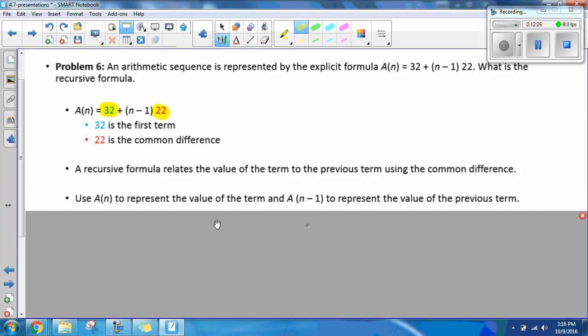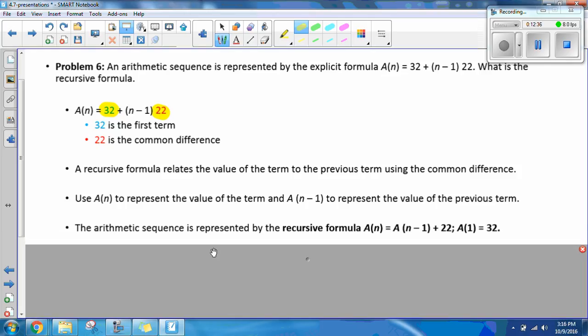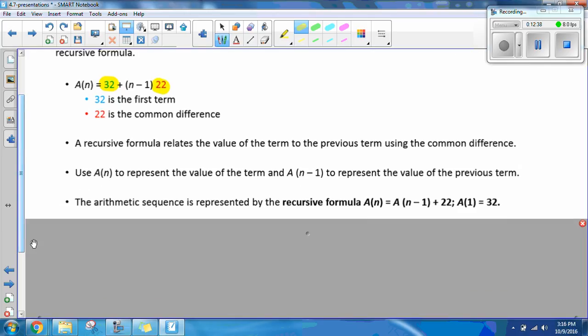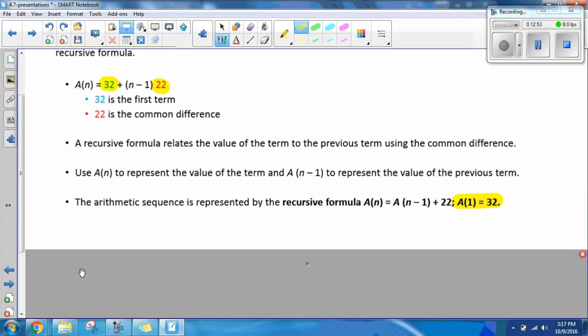I'm going to use a of n to represent the value of the term that I'm looking for, and a of n minus 1 to represent the previous term's value. So the arithmetic sequence is represented by the recursive formula a of n equals the previous term a of n minus 1 plus 22, and now we have to include this because it's a recursive, where a of 1, the value of the first term, equals 32.